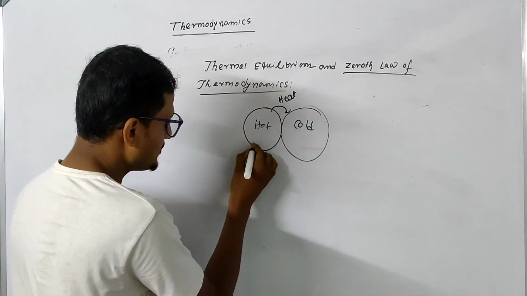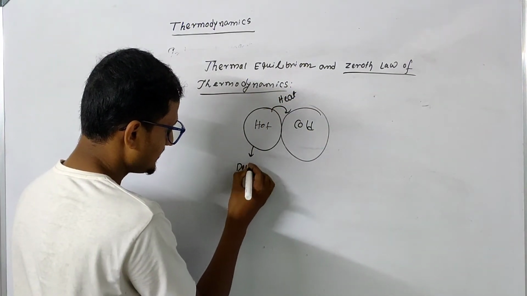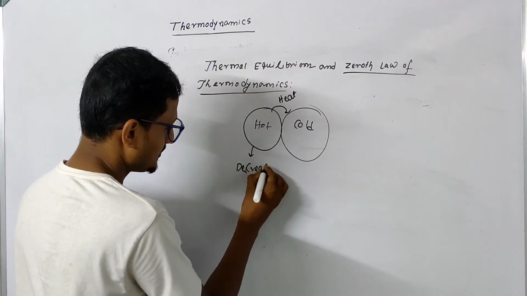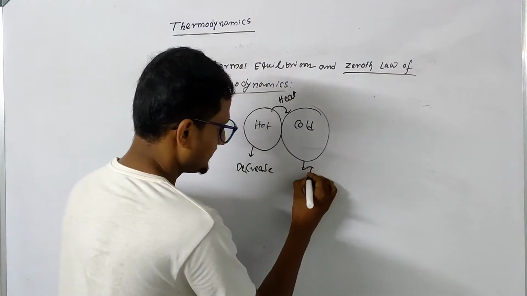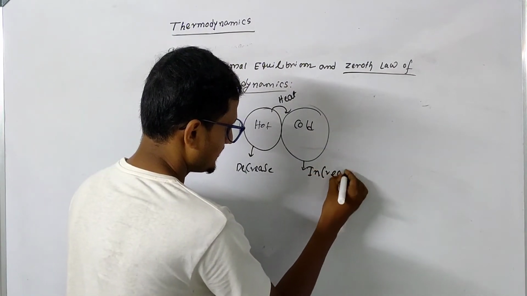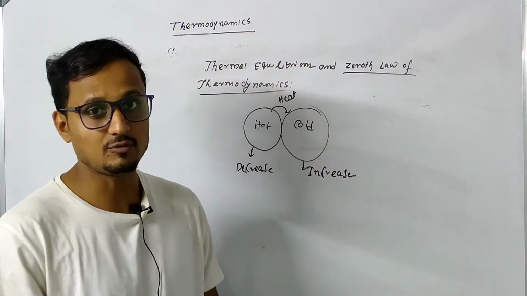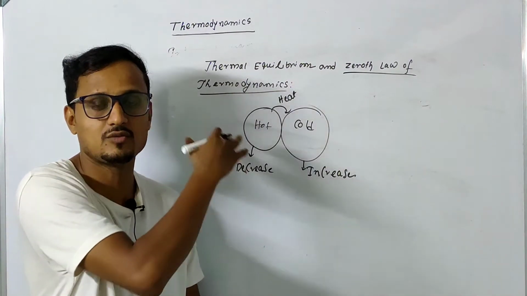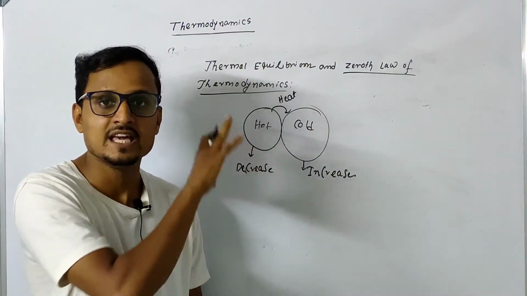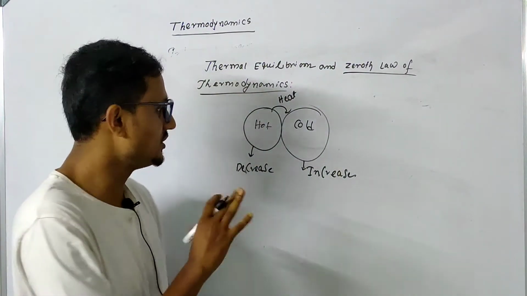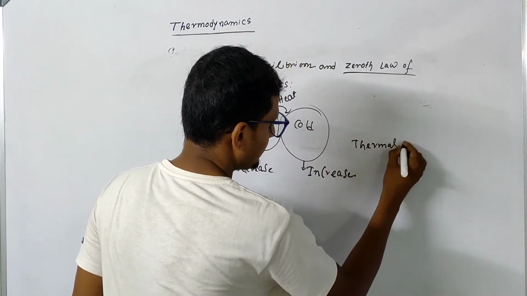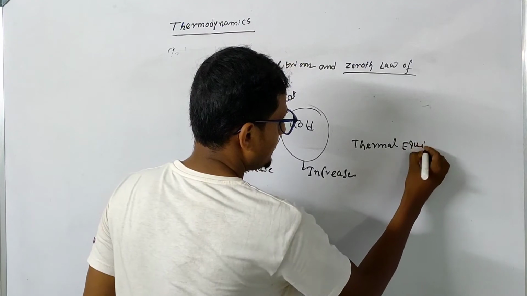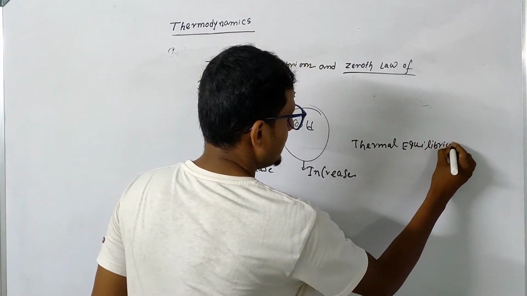Now the internal energy of the hot body will decrease and the internal energy of the cold body will increase. A time will come when there will be no transfer of heat from the hot body to the cold body. At that time equilibrium is established, and that equilibrium is called thermal equilibrium.